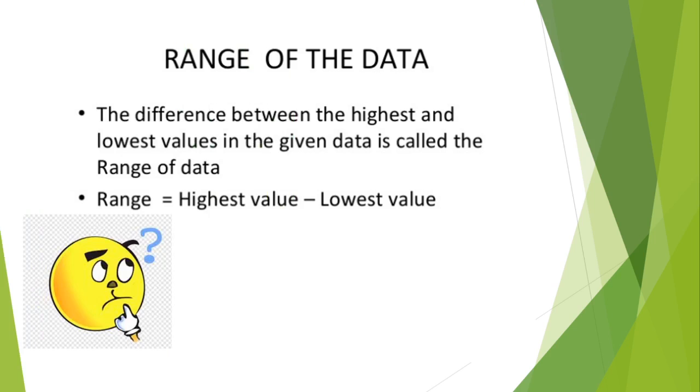And the range of the data. The range of the data means the difference between the highest and lowest values in the given data is called the range of the data. So we can define the formula: range equals highest value minus lowest value. What is the range of the first 10 natural numbers, for example? The highest number is 10, the lowest number is 1, right? 10 minus 1 equals 9. The range of the first 10 natural numbers is 9.